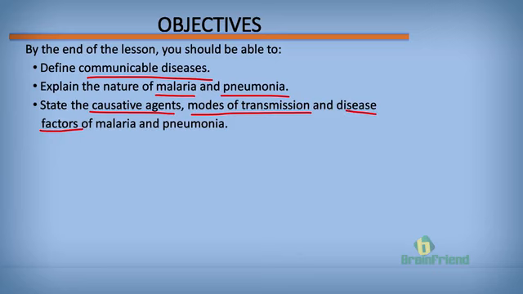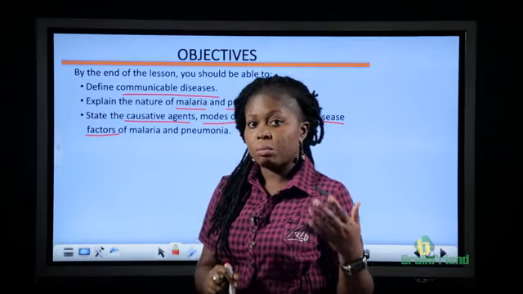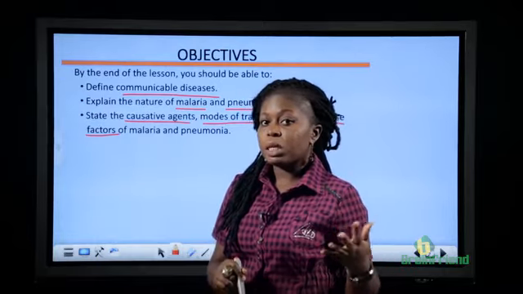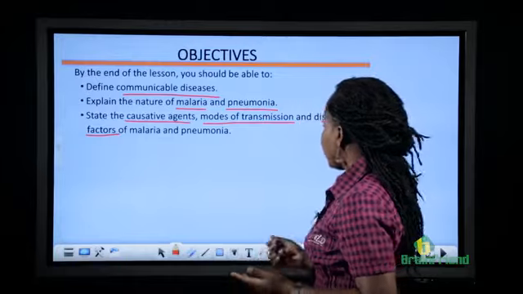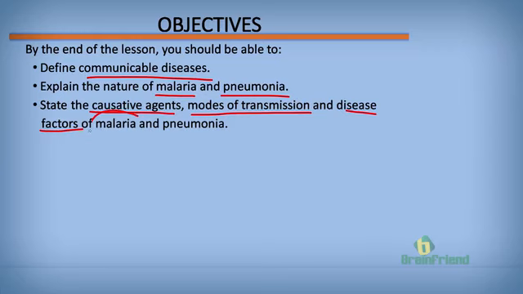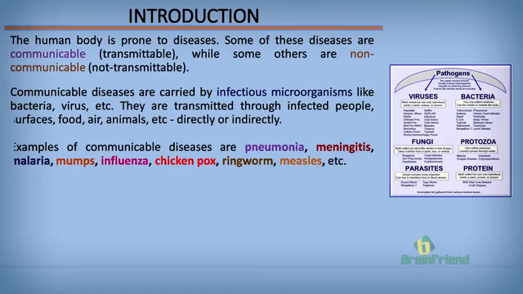In part 2 of this lesson, we looked at measles and mumps as other kinds of communicable diseases, and we also looked at their causative agents, complications, preventions, and treatments. So for this lesson, we are looking at malaria and pneumonia. To help us recollect what we learned in the previous lessons, we said that some diseases are communicable, meaning that they are transmittable. They can be transferred from an infected host to a healthy host.